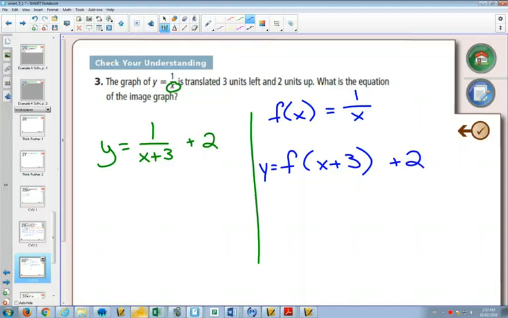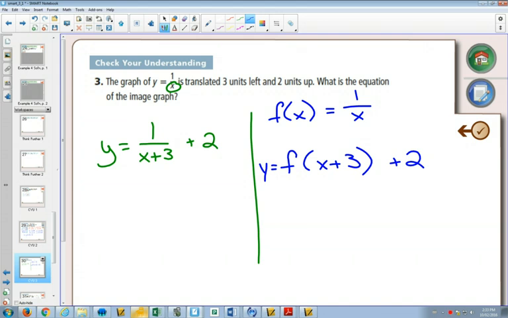Yes? Not yet. I'm just doing function notation. Okay? So this is saying in function notation, I've got an x plus 3 inside my function. That's really easy to see here. And then plus 2 is outside of my function.